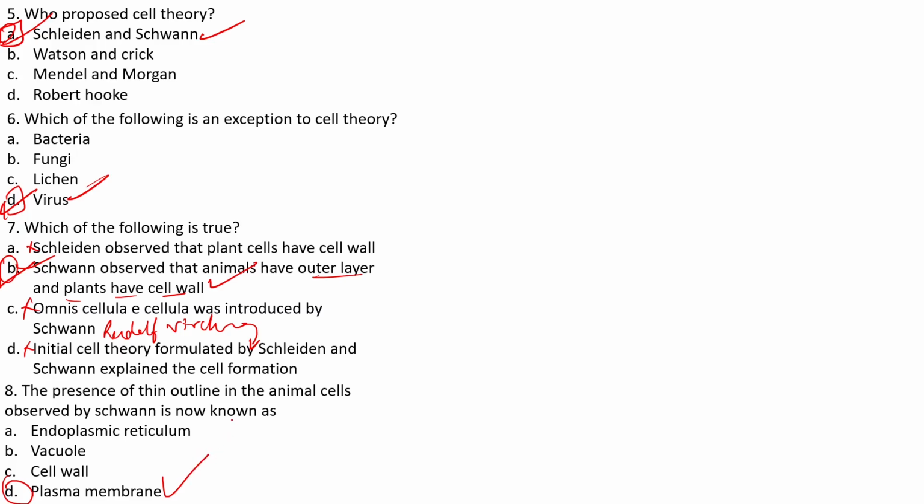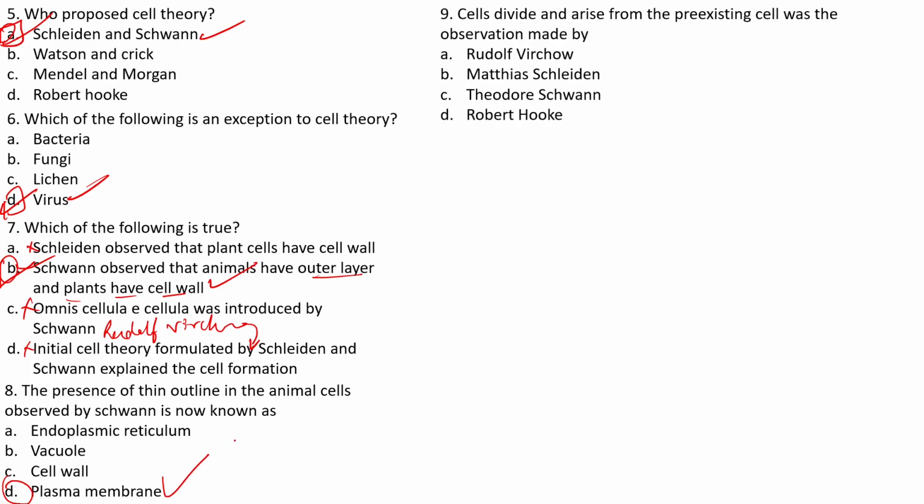So we have discussed this point. Just recall the discussions. Now, cells divide and arise from a pre-existing cell was the observation made by Rudolph Virchow, Matthias Schleiden, Theodor Schwann, or Robert Hooke. The answer we all know is Rudolph Virchow. He was the scientist who made the proposition that new cells come into existence from pre-existing cells only, right? So hence A is our right answer.